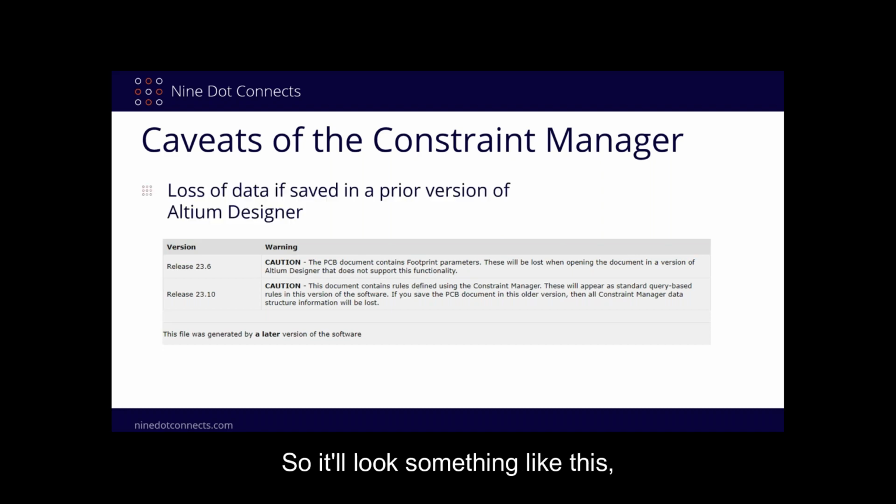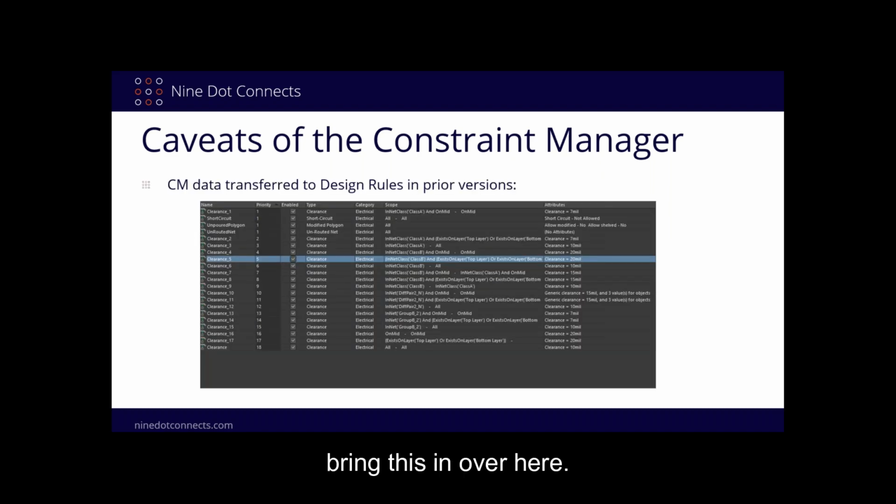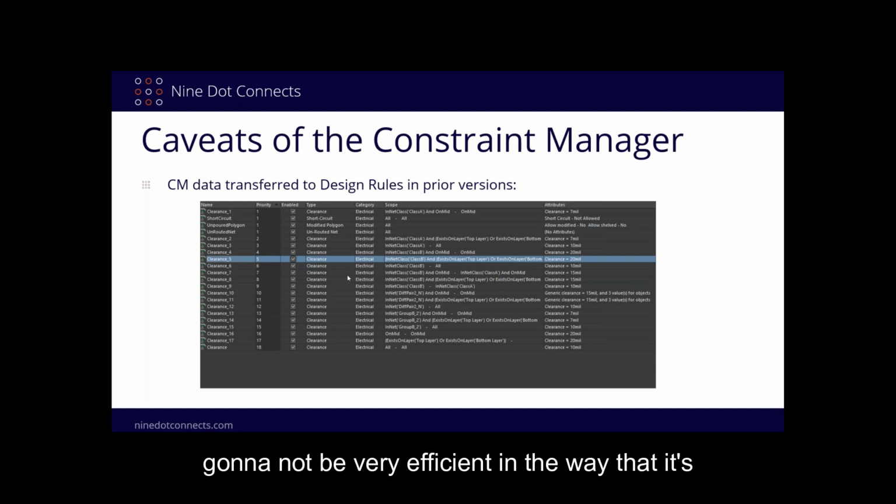So it will look something like this. Bring this in over here. Okay, so what I did, and you'll see this project example that I did here a couple minutes ago, it does bring everything in, just that it's going to be a little bit messy, and you'll probably have to do a lot of cleanup, but it does capture the rules. So you don't lose anything. It's just not going to be very efficient in the way that it's showing all the scopes.